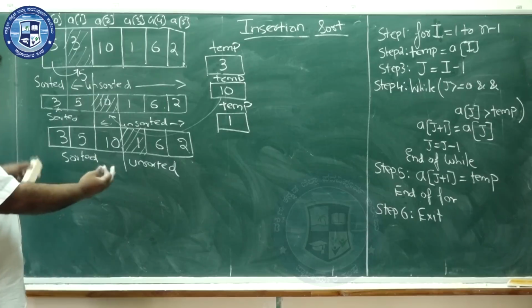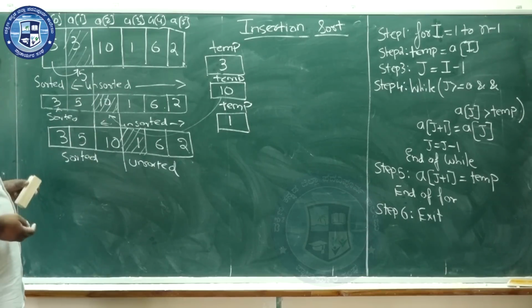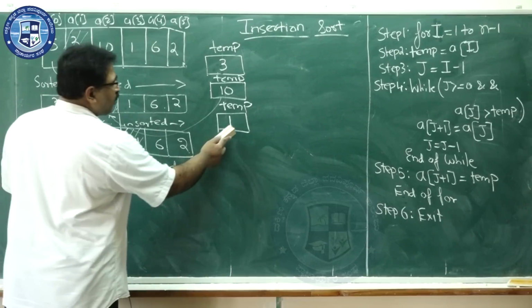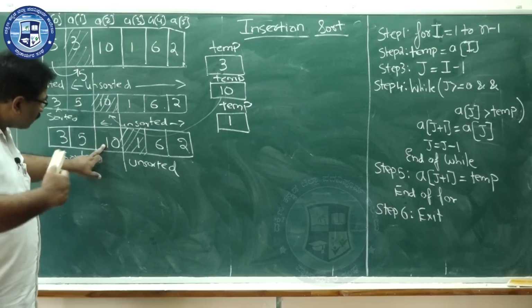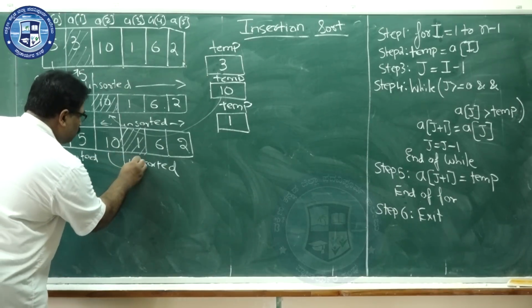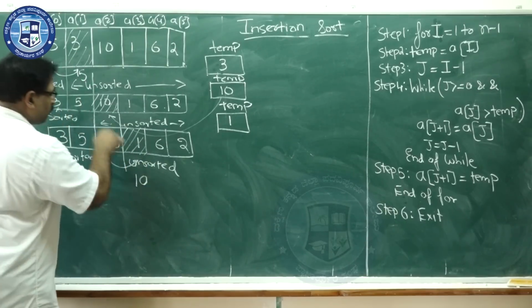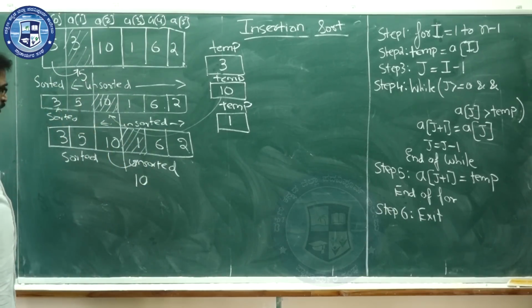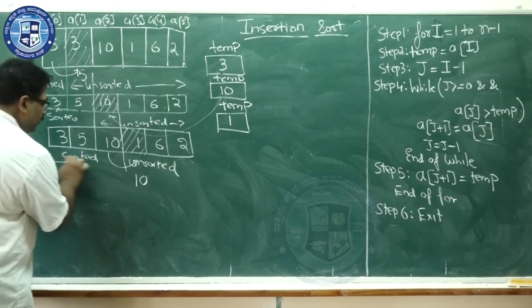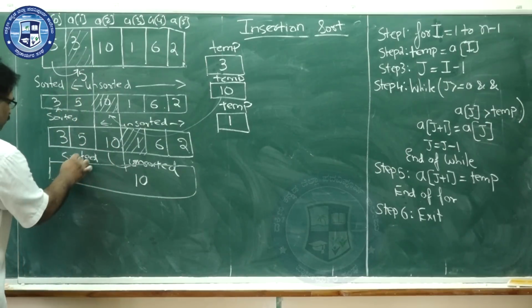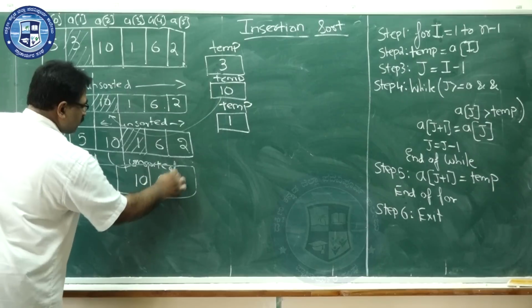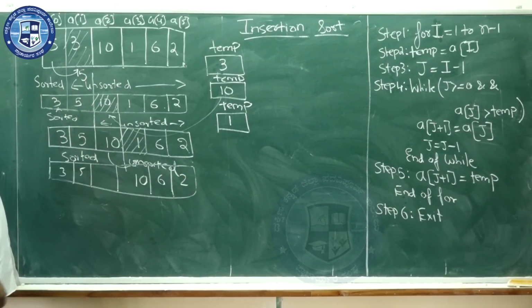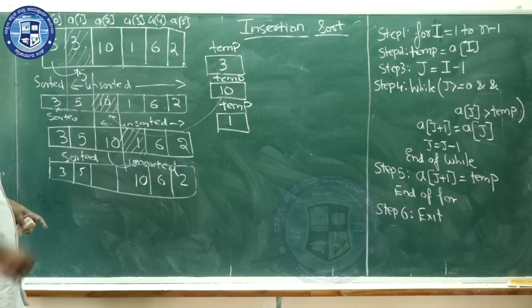Now this is very interesting because you are going to shift a lot. Now this 10 I need to compare with 1. Is it greater? Yes. So I need to shift 10 here. So 10 will be shifted here. In fact, your array will look somewhat like this now: 3, 5, this will be a 10, 6, 2, right? Because you have shifted it by 1 position.